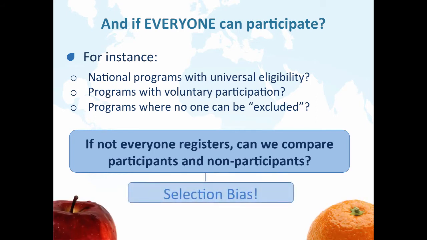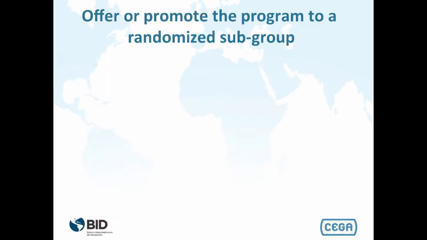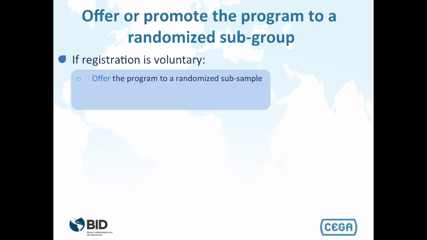We're going to have to solve the basic problem of selection bias. The issue with selection bias is that we don't want to compare those who took up the program to those who didn't, because we will fall back into the self-selection problem from before. So instead, what we're going to try to do is offer or promote the program to a randomized subgroup. If registration is voluntary, we offer the program to a randomized subsample and not to others. Some accept, some don't accept. That's called a randomized offer.